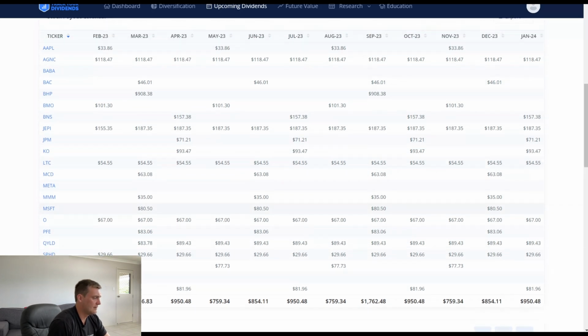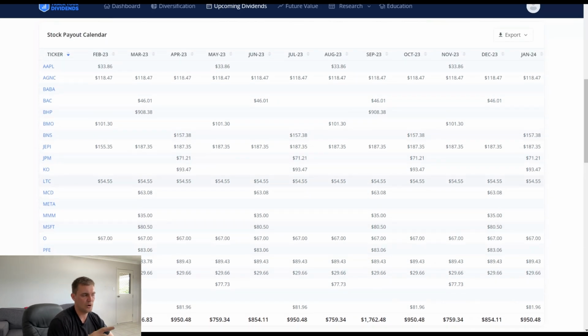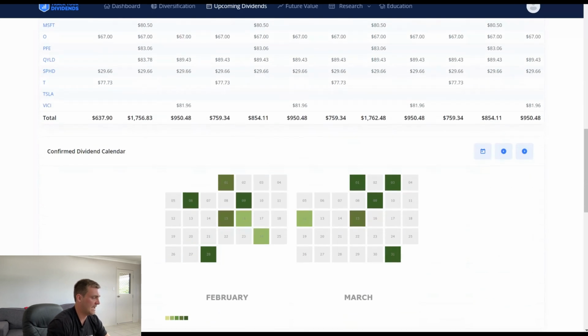But given the companies, minor changes will affect this. So let's just say, for example, Bank of America was to cut their dividend by so and so cents. That'll eventually get updated in the spreadsheet there. So that's one cool feature I like about this, is they constantly update it, just for ultimate accuracy here.